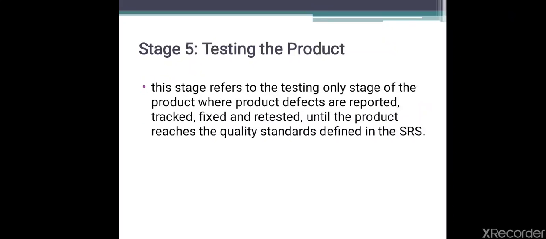Stage 5 is testing of the product. This stage is usually a subset of all the stages in the modern SDLC models. The testing activities are mostly involved in all the stages of SDLC. However, this stage refers to the testing-only stage of the product, where product defects are reported. They are tracked, fixed, and retested until the product reaches the quality standards defined in SRS.